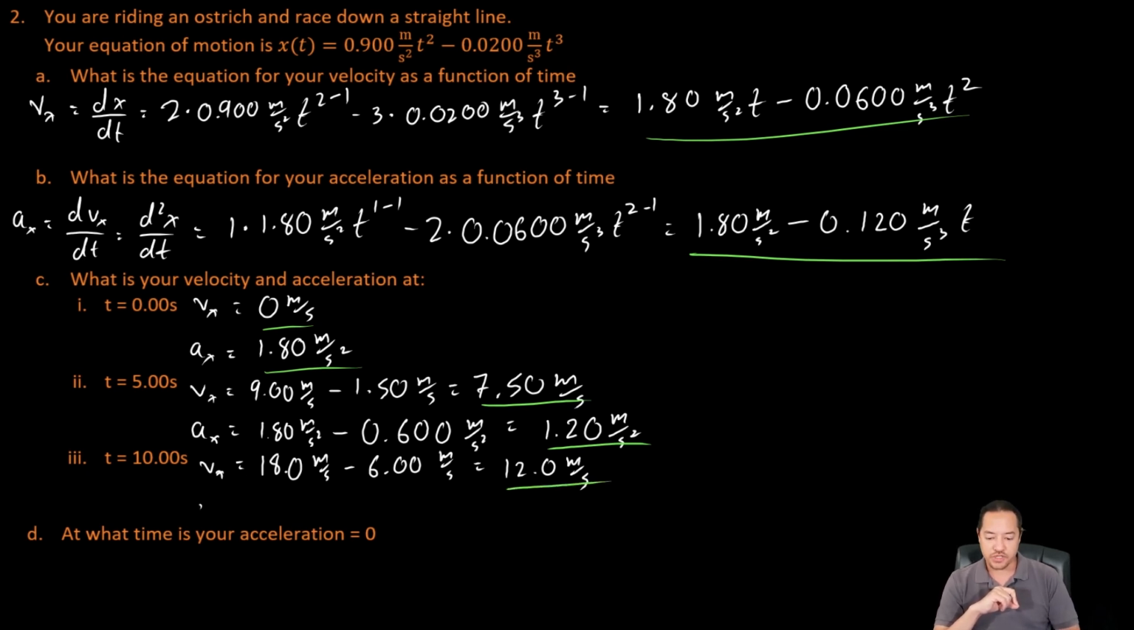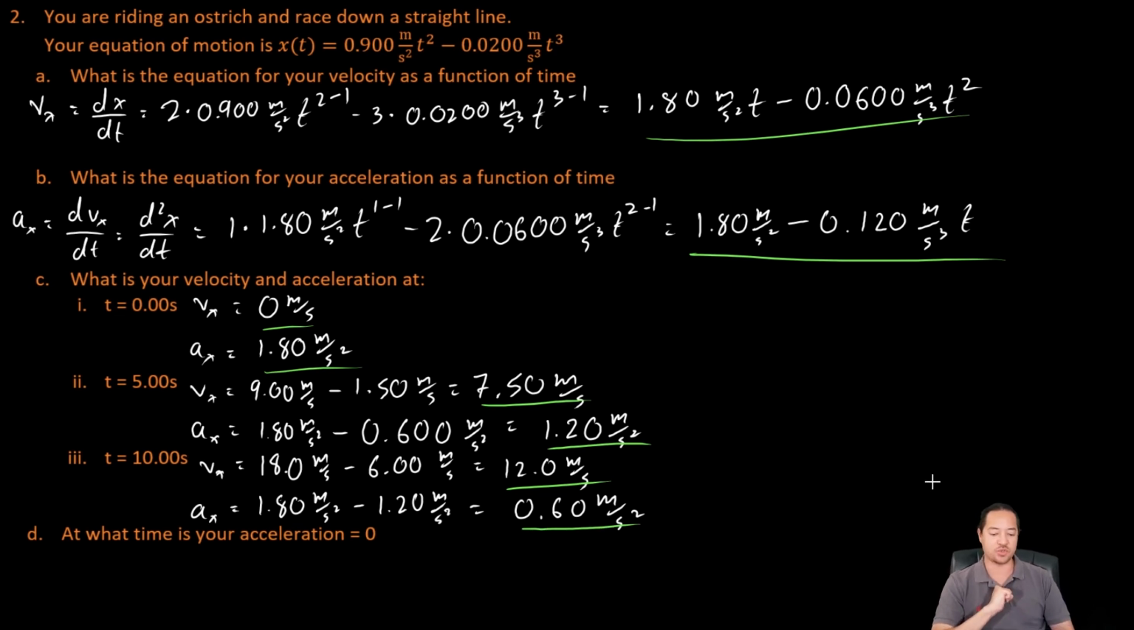And our acceleration at t equals 10 seconds. Again, we'll just plug in a 10 over here. So that's going to be pretty easy. It's going to be 1.80 meters per second squared minus 1.20 meters per second squared. And we do the math here, and that's going to give us 0.6 meters per second squared. Is that correct? Yes. Okay. And that's going to be our acceleration here at t equals 10 seconds.